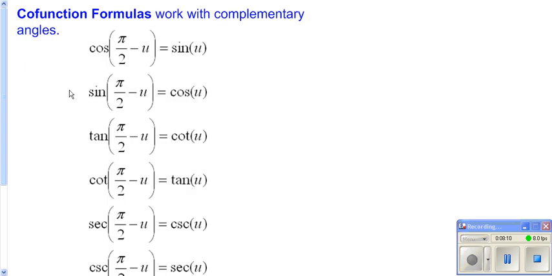What we have here is a list of our cofunctions. They work with complementary angles. If you go ahead and work this left side out using the sine of two angles being subtracted, you would see it would simplify down to this one on the right. So your cosine of these two gives you your sine. Your cosine of u gives you your sine of these two. Your cotangent of u gives you the tangent of these two. Your cotangent of these two gives you your tangent.